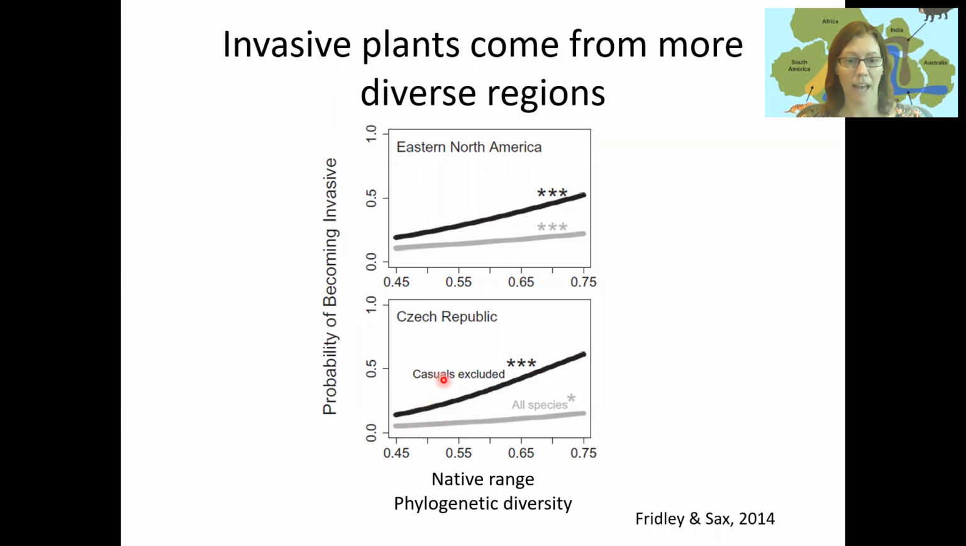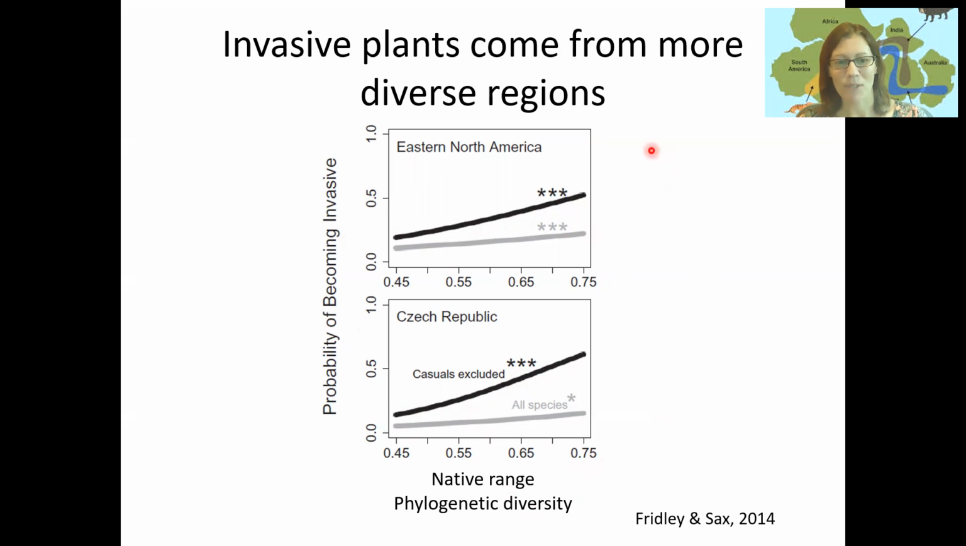So that's what they mean by casuals excluded. So this black line in both of these are species that are known to have naturalized. Some of those species have gone on to become invasive, and they're more likely to have gone on to become invasive if they came from a real diverse native range.